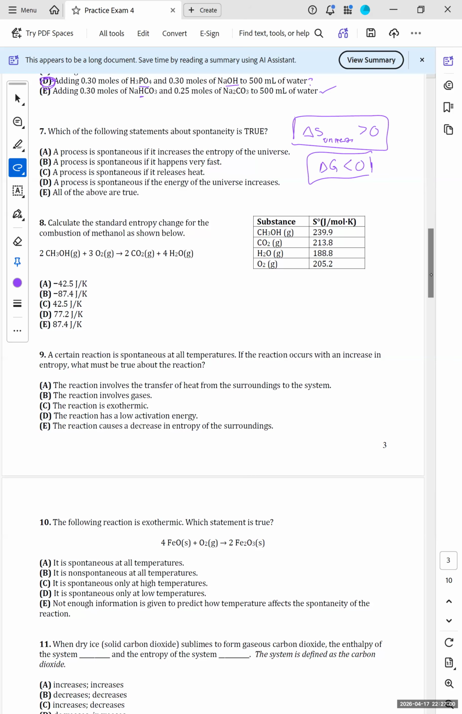Spontaneous does not always mean fast, right? Spontaneous does not always mean exothermic. And spontaneous does not mean that the energy of the universe increases. Fast and spontaneous are not the same, so don't mix those up. A lot of people do sometimes. The thermodynamics just tells you if something is favored, and the kinetics just tells you how fast something is. So reading these answer choices, I would say that the answer is A.